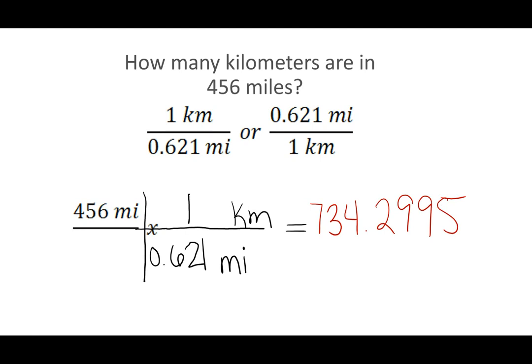734.2995. Now, is that the number that I'm going to report? No. We have to consider significant digits. We have to consider sig figs. What property did we use to solve this problem? We used multiplication. What is our rule for multiplication?